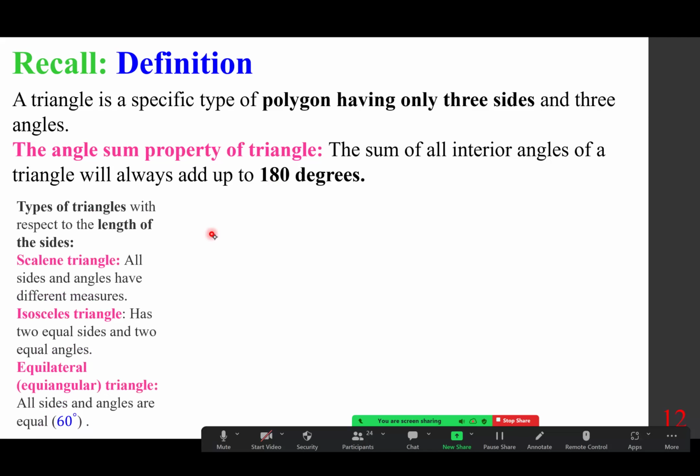Types of triangles with respect to the length of the sides. Scalene triangle, all sides and angles have different measures. Isosceles triangle has 2 equal sides and 2 equal angles. Equilateral triangle, all sides and angles are equal, 60 degrees, because 180 divided by 3. So these are the 3 types.